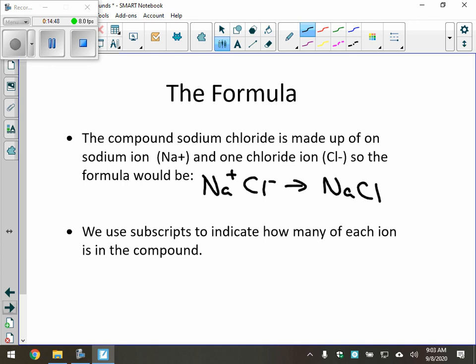We always talk about swap and drop. You don't write the ones. So that would come over and down. So that's a 1 there. We don't write ones. That would come over and down. So we swap and drop them.